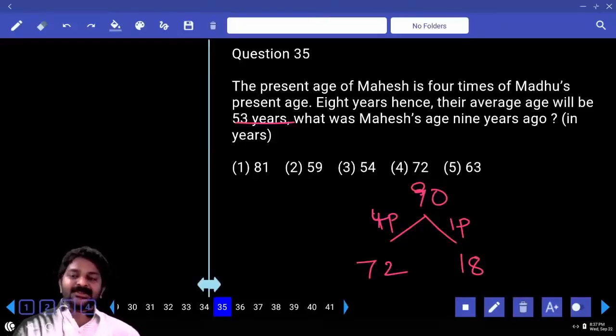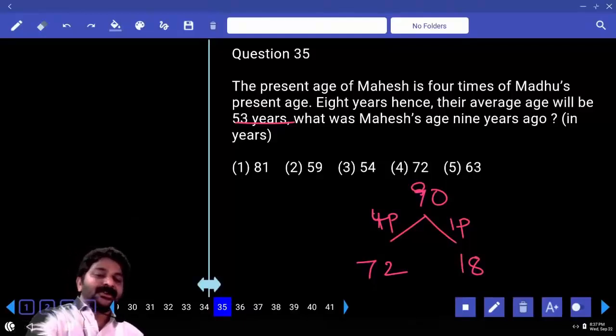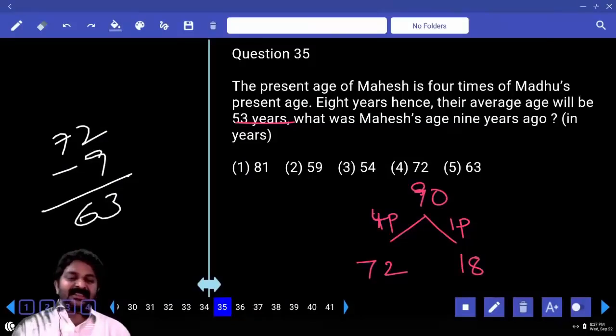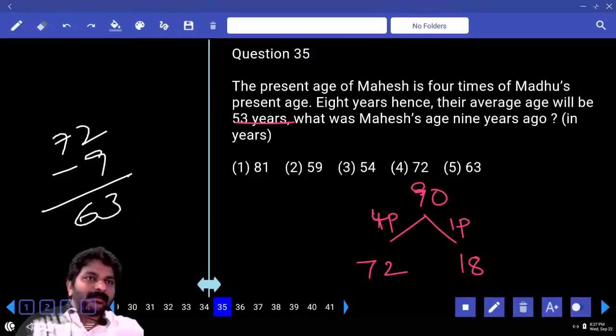Now your question is to identify what was Mahesh's age 9 years ago. So Mahesh's present age is 72. From this we have to subtract 9. Answer 63. Subtract 10, add 1. 63, fifth option, final answer. Over.